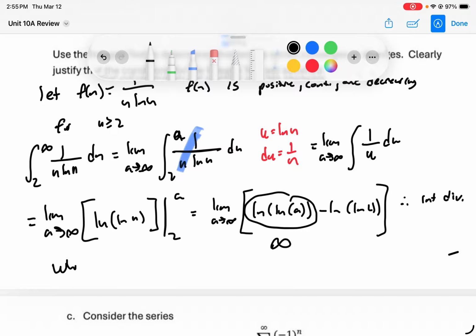which means the series also diverges by the integral test.